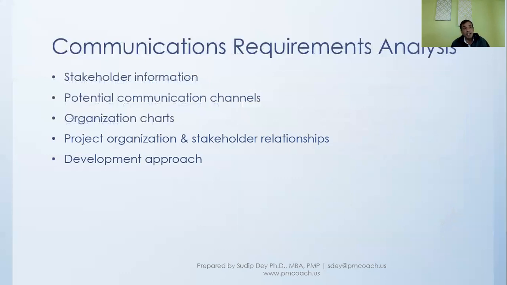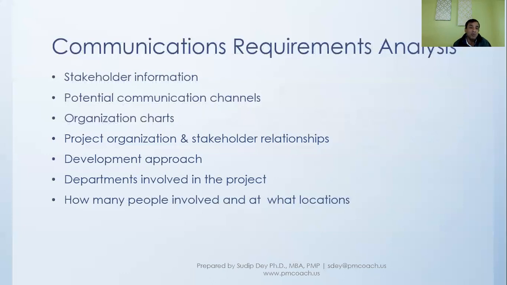If it is predictive, the way we communicate will be different if it is agile. And maybe when it is agile, many of the stakeholders might be more immersed in the project and they might be more frequent, as opposed to when we are taking a predictive development approach. What are the departments involved in the project? That will also give an idea about who we should communicate with, how we should communicate, and how many people are involved and in what location, how they are geographically spread out.